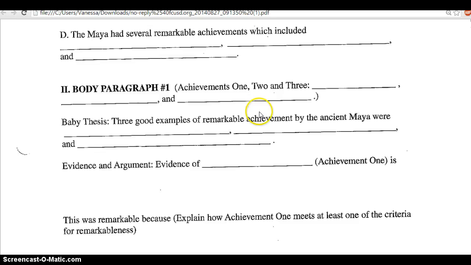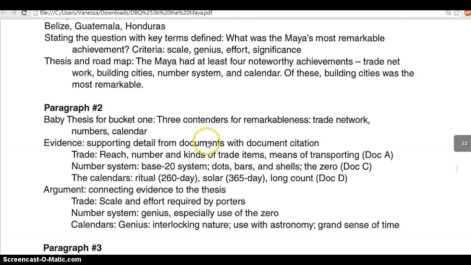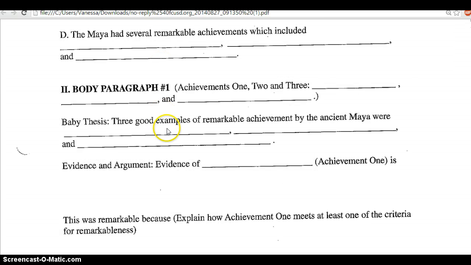Okay, so achievements 1, 2, and 3, you're just going to copy exactly what you had up here. So the things 1, 2, and 3, why they're good examples of a remarkable achievement, a little evidence, and then explain how it makes it important and the criteria. So what you're going to copy next is your 3 contenders for Marketplace are trade network, numbers, and calendar. So copy that into that first spot now. So that would go here. 1, 2, 3.